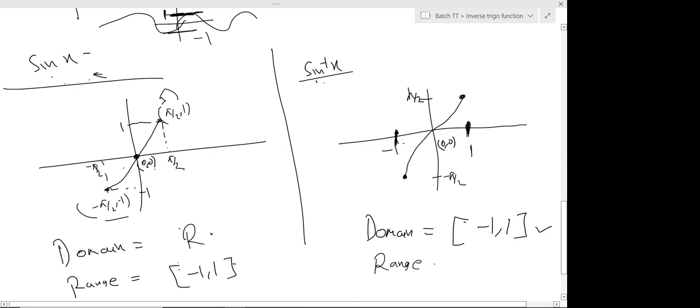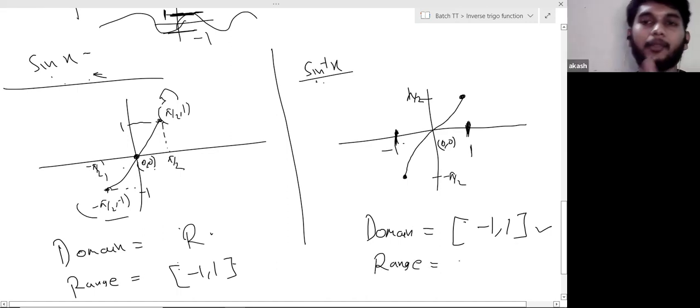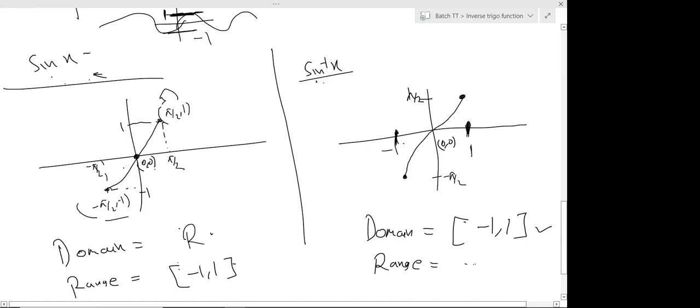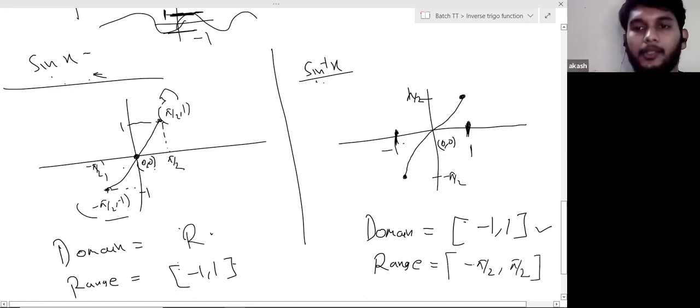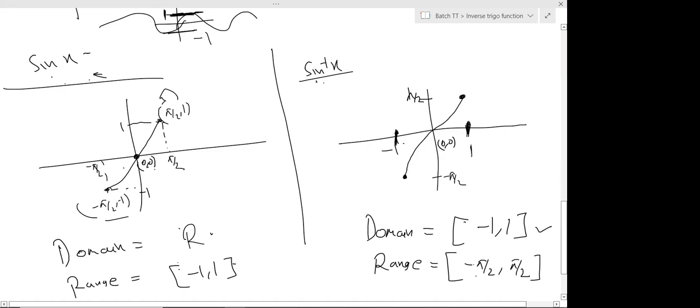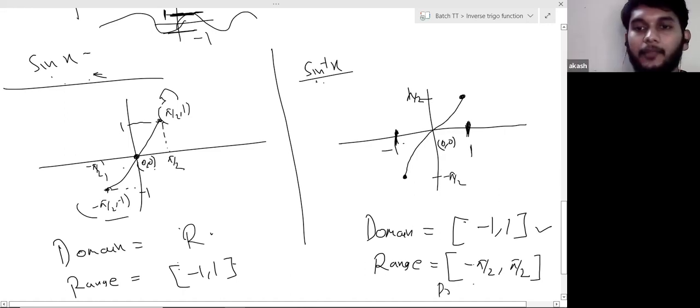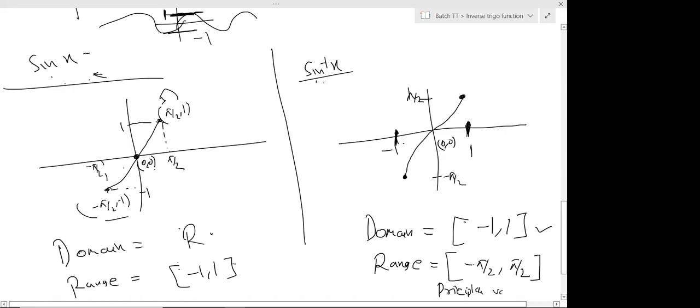And range. Look at the y-axis. What is the maximum value the graph attains and the minimum value the graph attains? Minimum value is -pi by 2. Maximum is pi by 2. Absolutely right. So this is the range of sine inverse x. And this is called the principal value range, the principal value branch of sine inverse x.